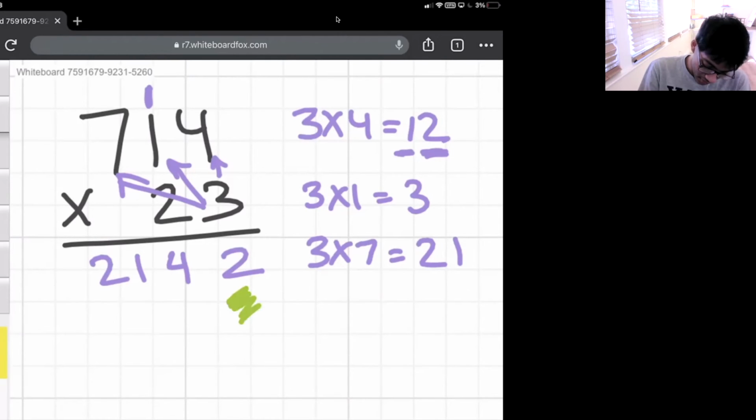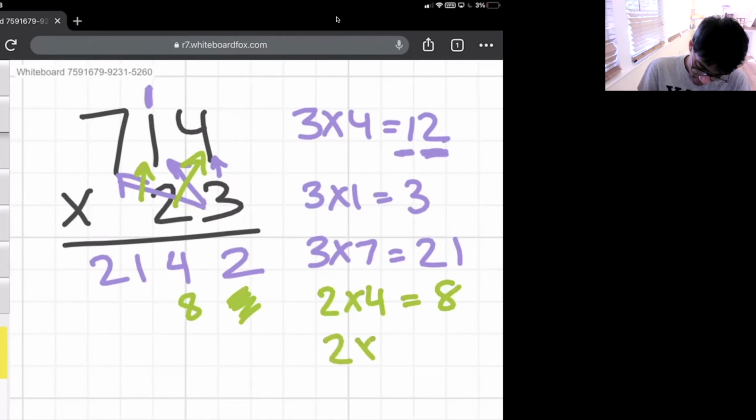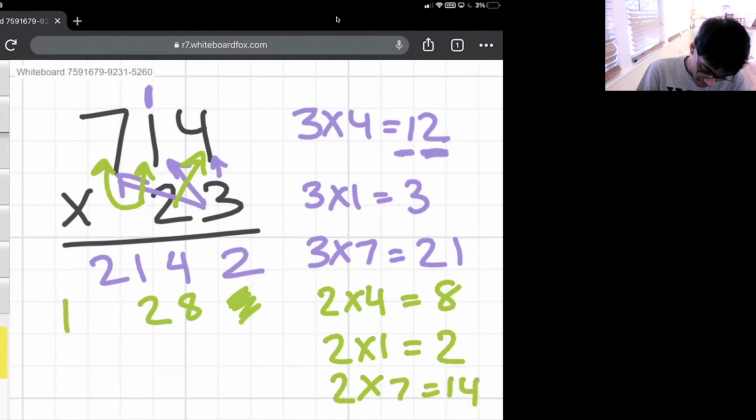Now let's do 2. We're moving on to the 2. We leveled up. So what's 2 times 4? 2 times 4 is 8. We can write 8. What's 2 times 1? 2 times 1 is going to be 2. We can write 2. And finally, 2 times 7. What's 2 times 7? That's going to be 14. So we can write 14.